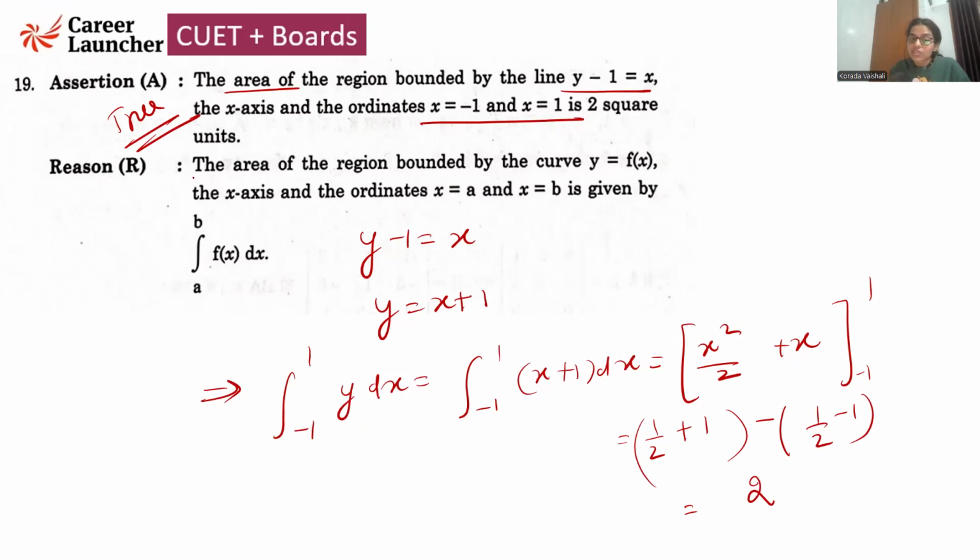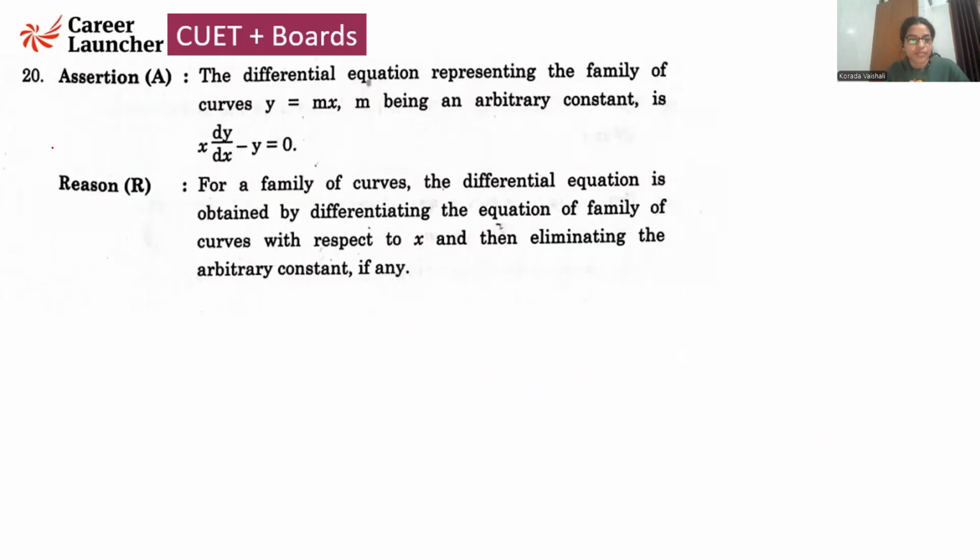And the reason is also true because I was relating area with the concept of integration, right? Where the lower limit is -1 and the upper limit is 1. So A and R are true, and R is indeed the reason for A.